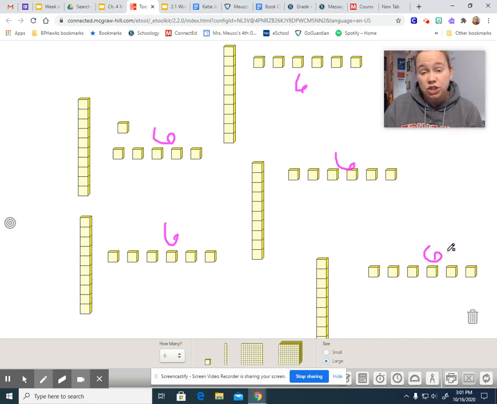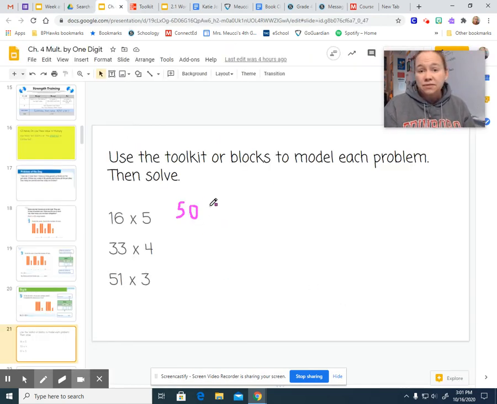Remember that multiplication is just repeated addition. So what I really have here is 6 times 5. So if I go back here, 6 times 5 is 30. So I need to combine all those together. So I really have 50 plus 30, and that equals, well, 5 plus 3 is 8. 80 equals 80. Good. Okay, let's go back to our toolkit.